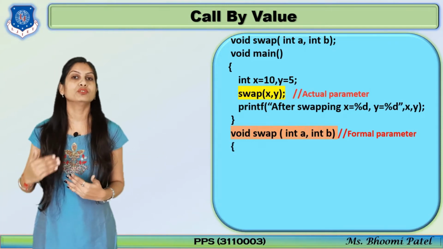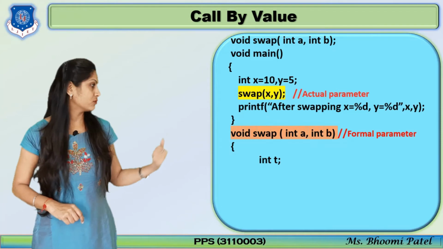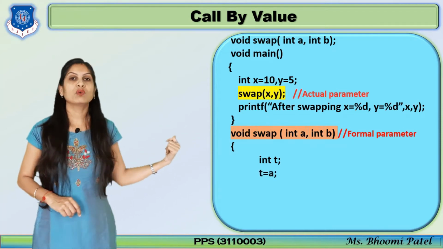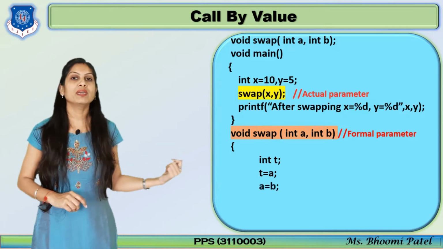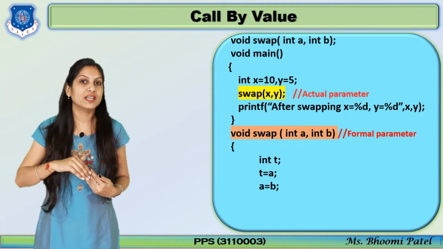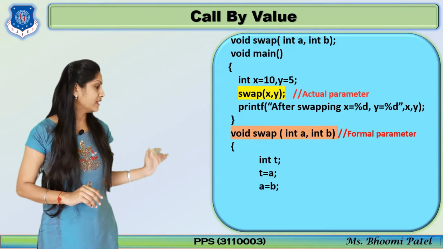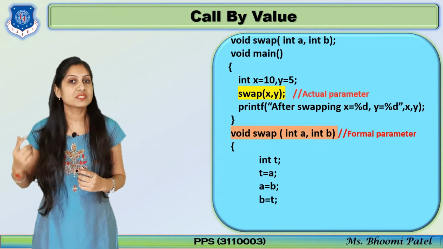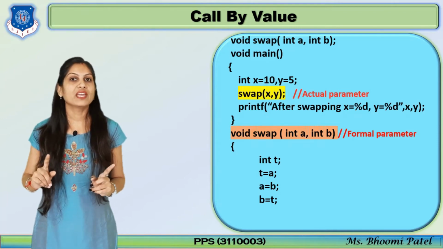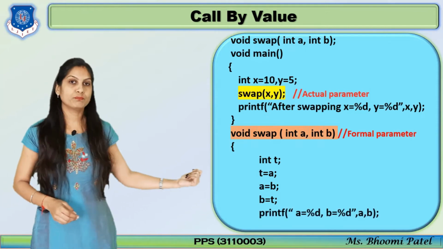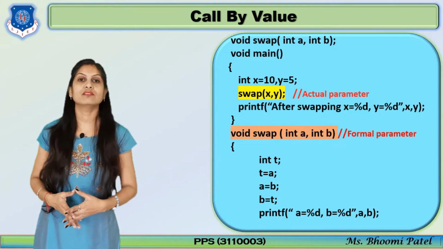Inside the curly brackets we have to put the logic for swapping. Here a third variable is needed to swap. So write integer t, and t equals a, meaning the a value 10 will now be stored in t. Then a equals b, meaning the b value 5 will be stored in a. So our a value changes from 10 and becomes 5. And then b equals t, meaning now b becomes 10 because t is 10. Clear? So you can see the values of a and b will be swapped, and we have to print them using the printf function, a equals %d, b equals %d, with the values of a and b.